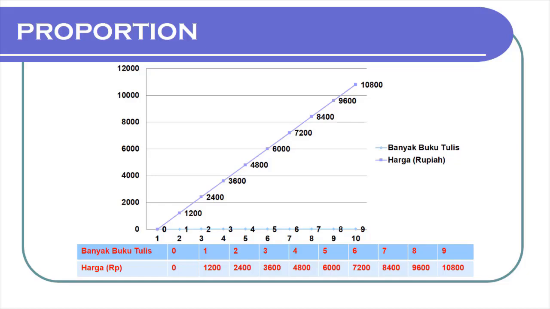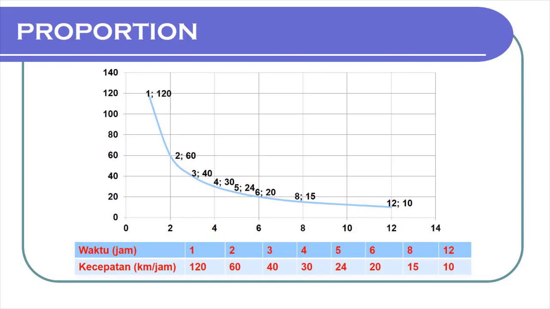So the number of books increases and then the price also increases. If the number of books decreases, then the price also decreases. It means that this graph is directly proportional. For the second graph, compare time and speed. If the speed is higher, then the time will be less. So this graph shows an inversely proportional problem.